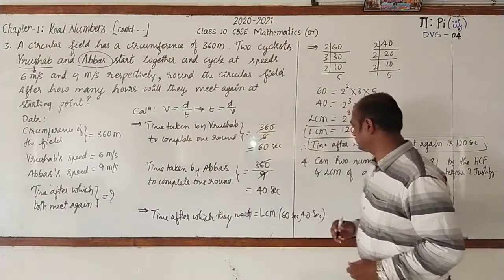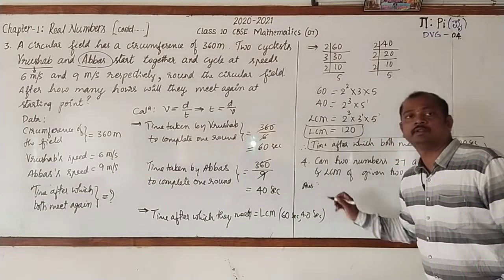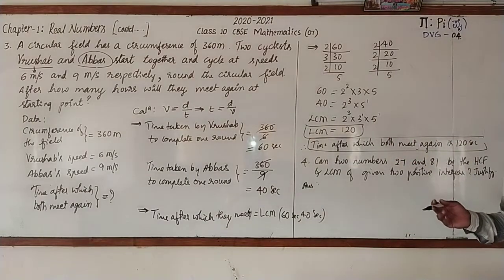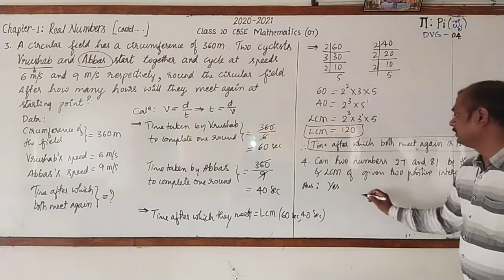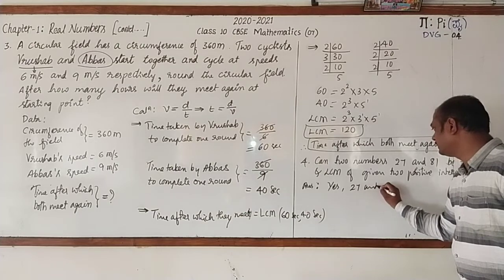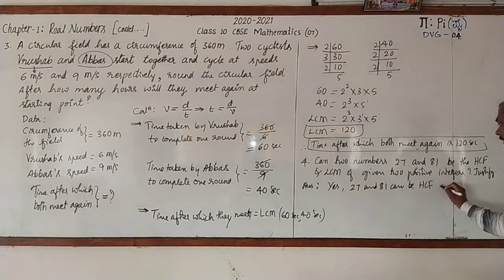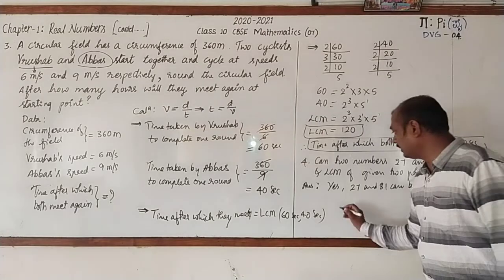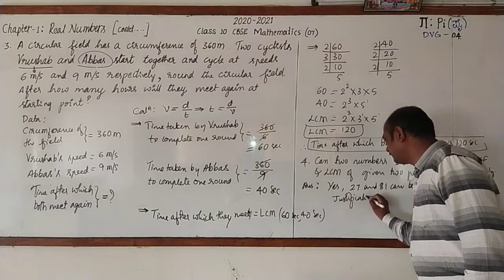Let us check it out. What do you say? Your answer, yes or no. You can say that yes. What is that yes? 27 and 81 can be the HCF and LCM of 2 numbers. But how? Justification. Here I'll write justification.